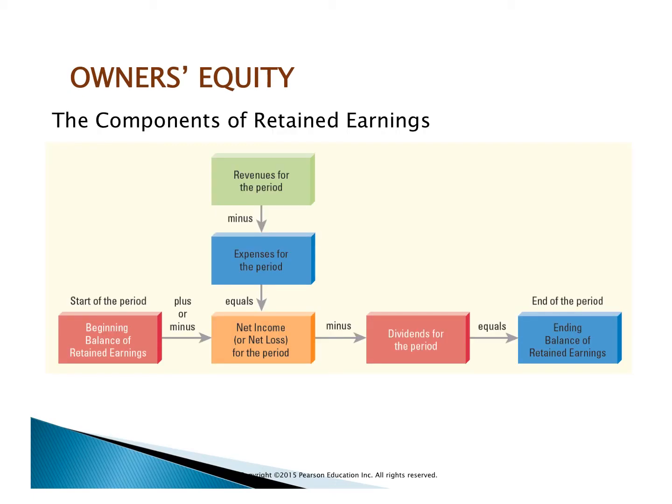This chart shows the relationship among the following: retained earnings, net income, and dividends. At the beginning of the period, we have the beginning balance of retained earnings. Net income is then calculated as revenues minus expenses. If the result is a positive number, then net income is added to retained earnings. If the result is a negative number, then a net loss is subtracted from retained earnings. Then dividends are subtracted, and the end result is an ending balance in retained earnings.